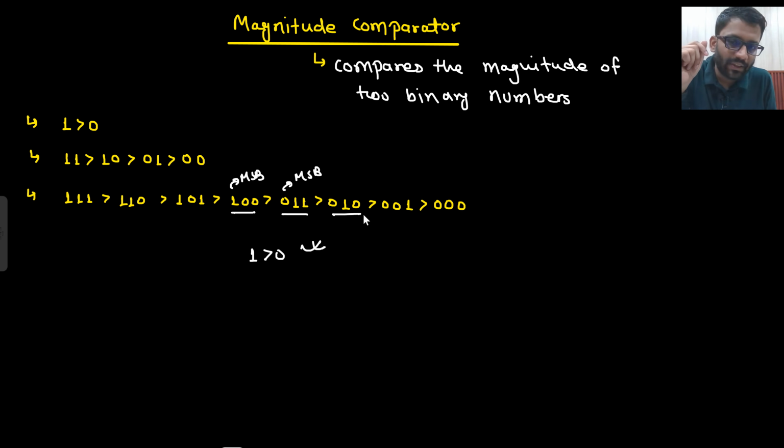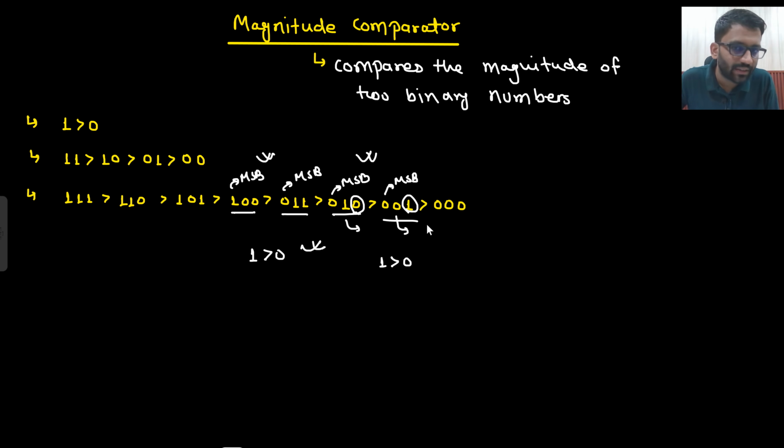Let's see other examples now. Here the MSB bit is the same. This is your MSB bit, this is also your MSB bit, both are the same. Now where will we go? We will go to the second bit. This is the second bit, and here this is the second bit. If the second bit is greater, that means the number is greater. Although this bit is lesser than this one, 0 is lesser than 1, if the second bit is greater, then certainly the number is greater.